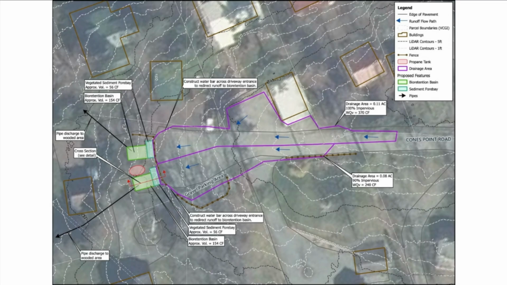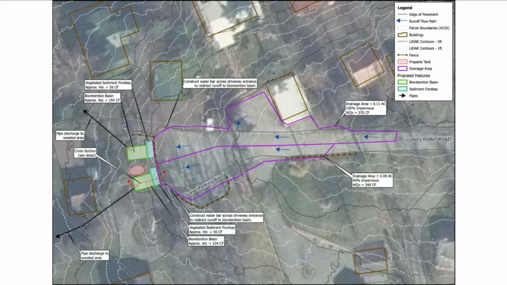This is a small contributing area, basically the crest of Cones Point Road, just a little back from the cul-de-sac. Again, these purple lines show the contributing area. This is a challenging spot. It's not a big contributing area, but again, we were looking at what could be done on Cones Point Road.